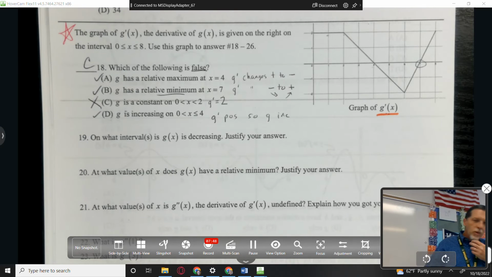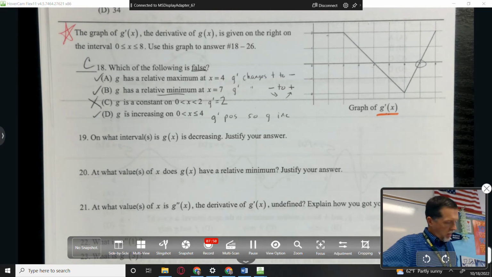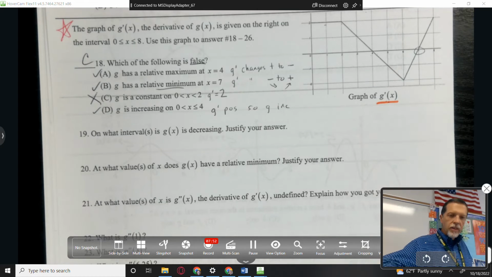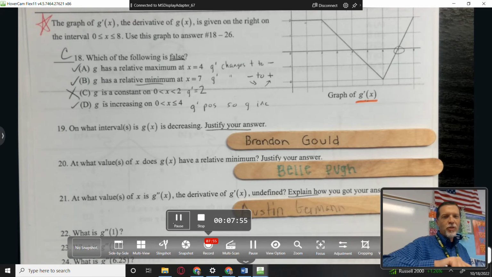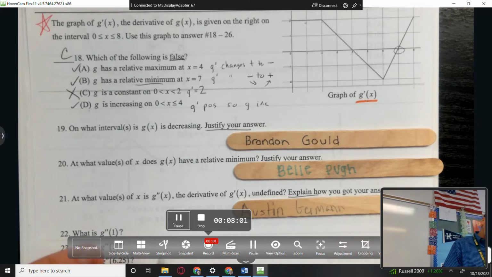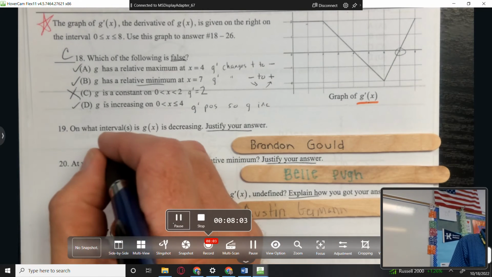Try 19, 20, and 21. They kind of go together. 19, 20, and 21. Presume. Brandon, what do we think? On what interval is G decreasing? 4 to 7. I like that answer.